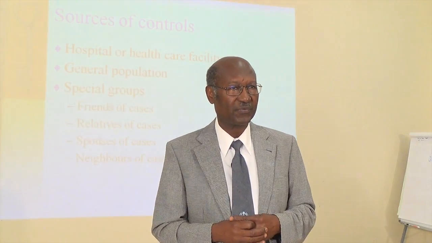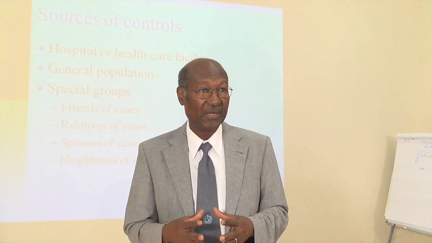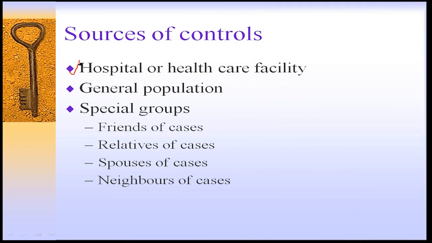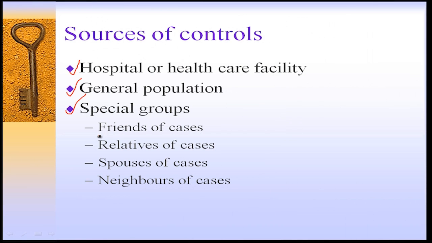Sources of controls. How do we get controls for our cases in a case control study? We can get those from hospitals or health facilities, the general population, or special groups of controls. These are either friends of the cases, relatives of the cases, spouses of the cases, or neighbors of the cases.